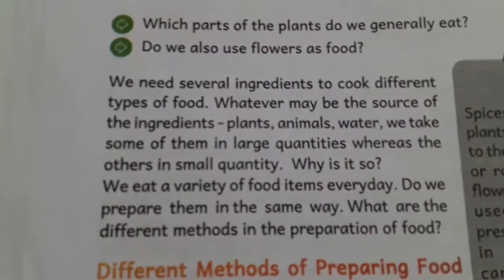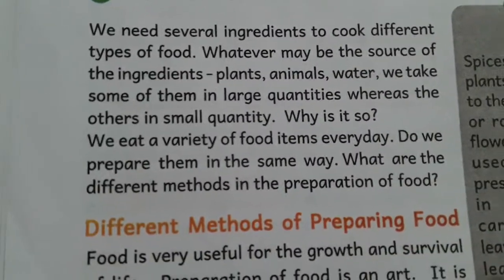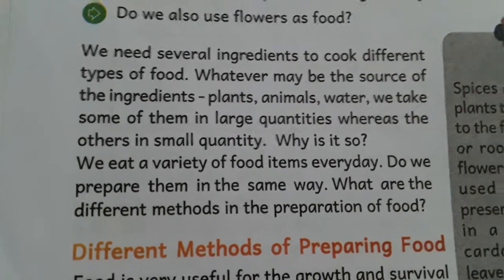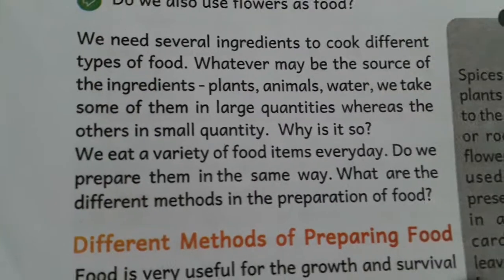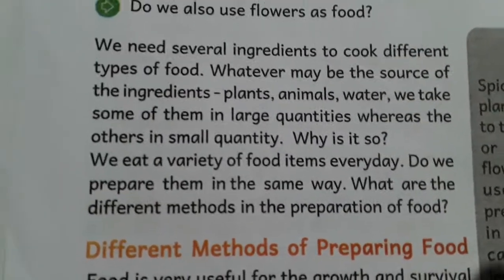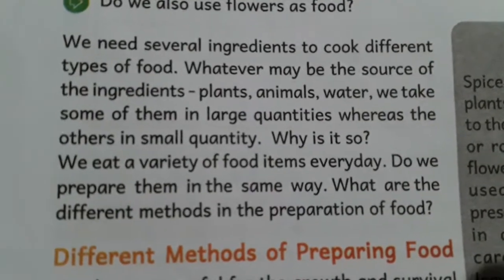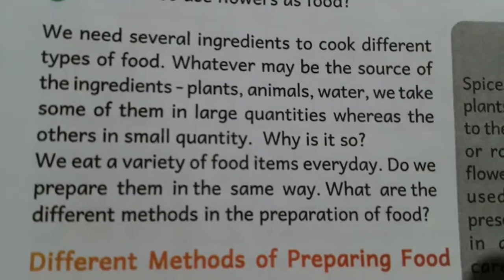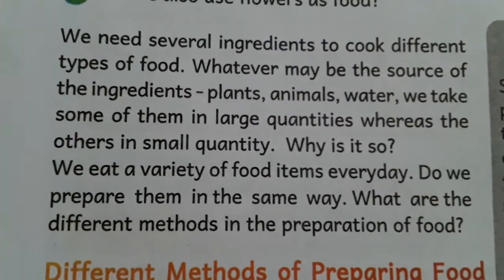So all these items are different parts of plants that we can eat. We need several ingredients to cook different types of food. Whatever the source of the ingredients, plants, animals, water, we take some of them in large quantities and some of them in very small quantities. And we eat a variety of food items every day. Do we prepare them in the same way? No. So we are using different methods. So come on, today let us see the different methods of preparing food.